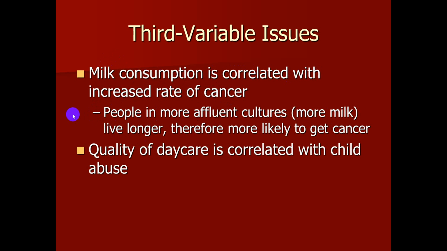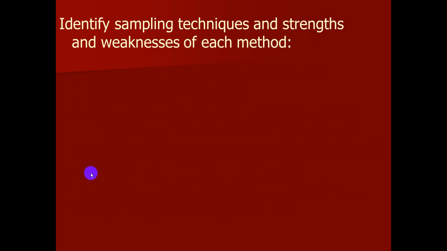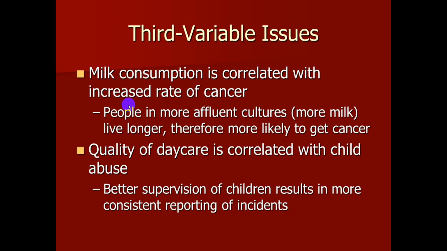Quality of daycare is correlated with child abuse. Better supervision of children results in more consistent reporting of incidents. So yes, quality of daycare is correlated with child abuse. Child abuse rises with good quality daycare. Well, why? Because there's better supervision. So we're getting more consistent reporting of incidents versus poor daycare, which doesn't really report the incidents. So in each of these cases, we can see how the third variable is the issue, because it just doesn't make sense that these two would be correlated.